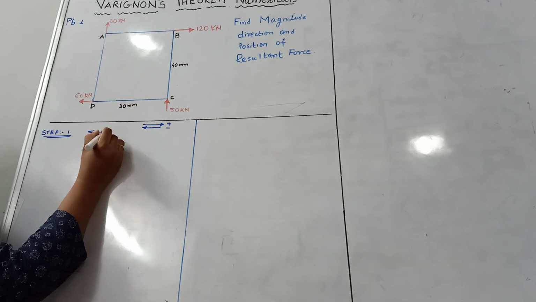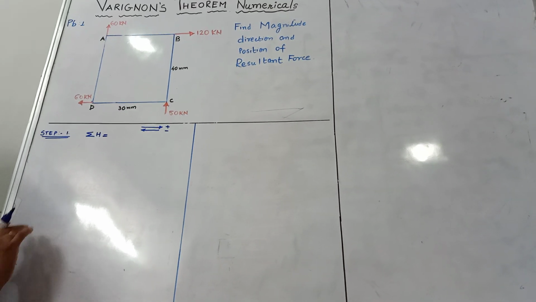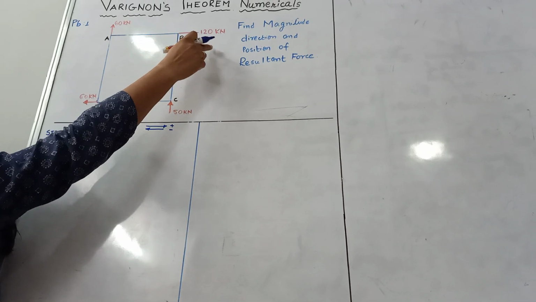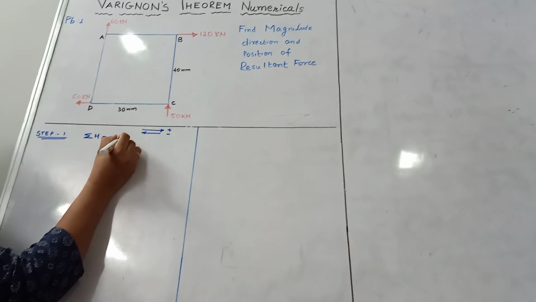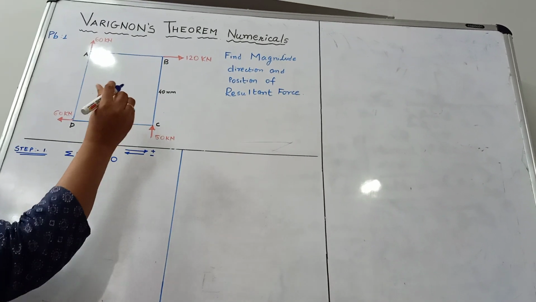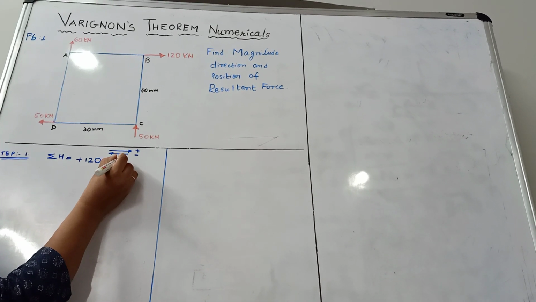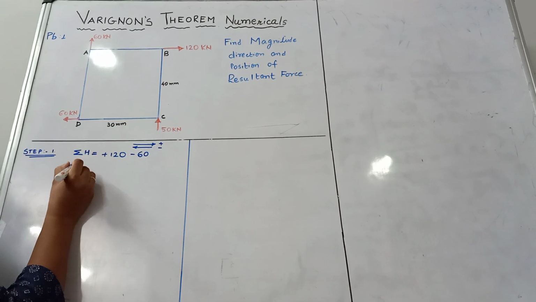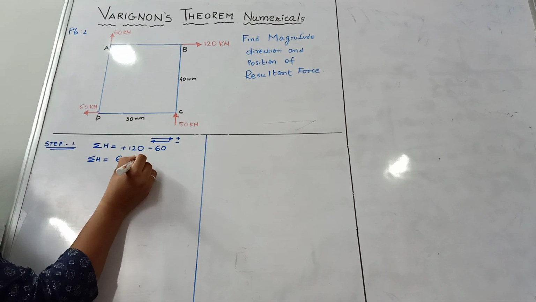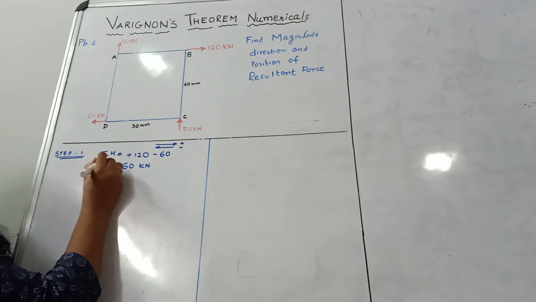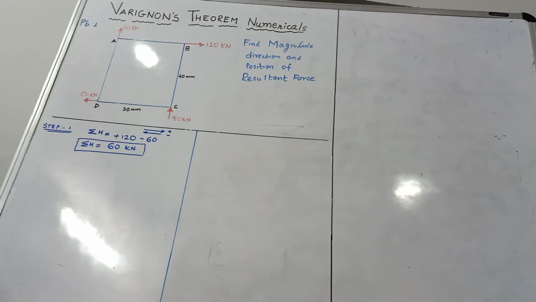Now, in this figure, what are the horizontal forces? One is at point B, 120 kilonewton, moving towards the right, so plus 120. Then at point D, 60 kilonewton moving towards the left, so negative. So sigma H is equal to 60 kilonewtons. This is the first thing we have found, the algebraic sum of horizontal forces.